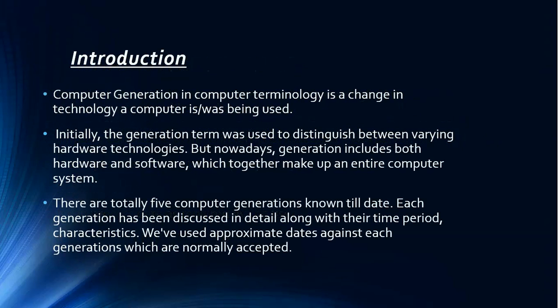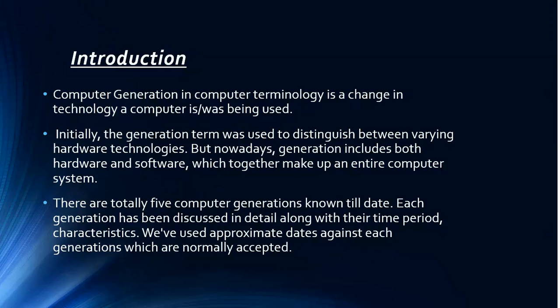Computer generation, in computer terminology, is a change in the technology a computer is being used with. Initially, the term generation was used to distinguish between varying hardware technology, but nowadays generation includes both hardware and software, which together make up an entire computer system. There are totally 5 computer generations known till date. Each generation has been discussed in detail along with its name, time period and characteristics.